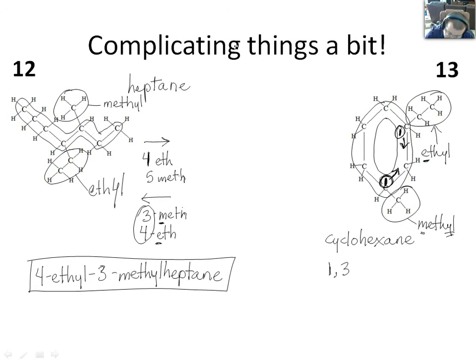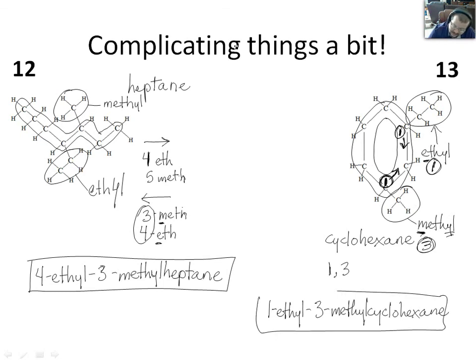E comes before M in the alphabet. So if it doesn't matter as far as lowering my position numbers, I can go in ABC order and give the ethyl the 1 position and the methyl the 3 position. So ethyl comes first in the name because it's first in the alphabet. 1-ethyl-3-methylcyclohexane would be the name of this chemical.